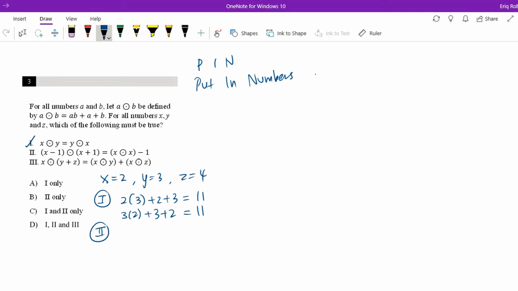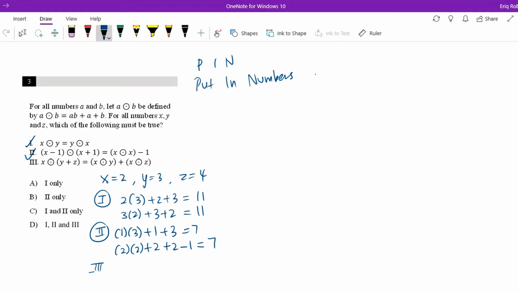Then for equation 2, on the left hand side we have 1 times 3, then plus 1 plus 3, which gives us 7. Then on the right hand side we have 2 times 2 plus 2 plus 2 minus 1, which gives us also 7. Therefore, equation 2 is true.